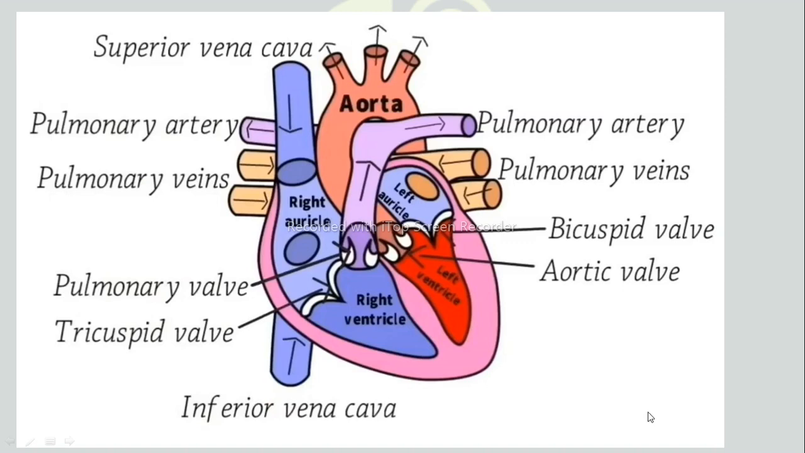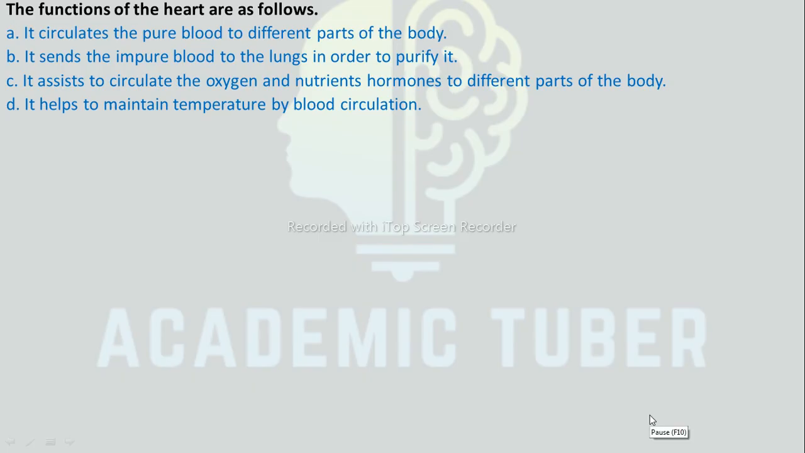to the lungs for purification, and after purification blood through the pulmonary vein again reaches the heart in the left auricle, and from the left auricle it goes to the left ventricle through the bicuspid valve, and from the left ventricle through the aortic valve it goes to the aorta, and from the aorta blood goes to different parts of the body, and the process continues. Functions of heart.